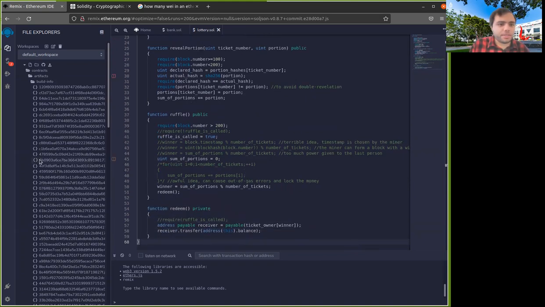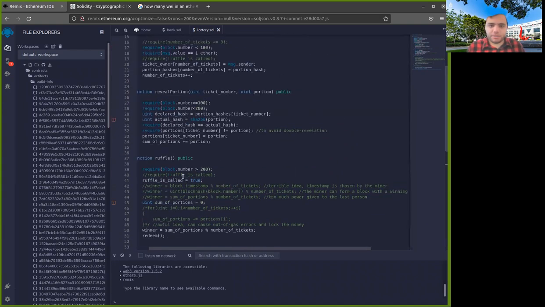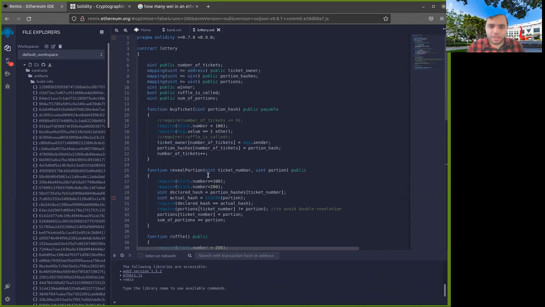Let me actually answer a question in the chat. So another, oh, this is a really nice question. The question is, what if the miner buys the first ticket and never allows other people to reveal their portions? Well, that's unlikely to work because we don't have a unique miner, right? So if you want to reveal your portion as someone who's taking part in this lottery, what you do is that you create a transaction that calls this function, right?